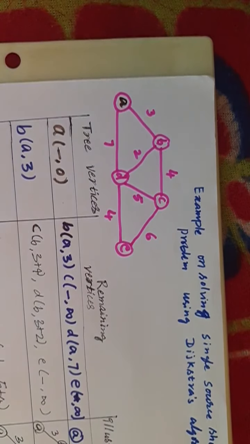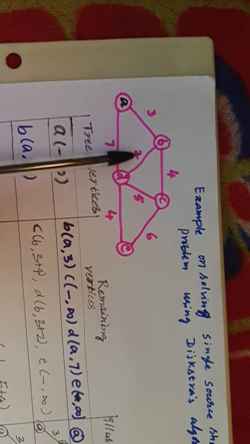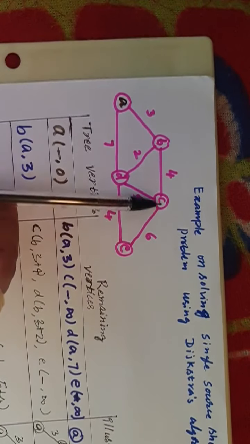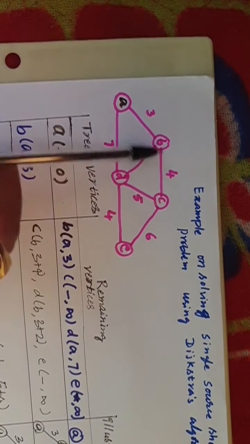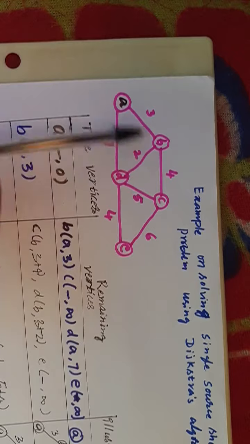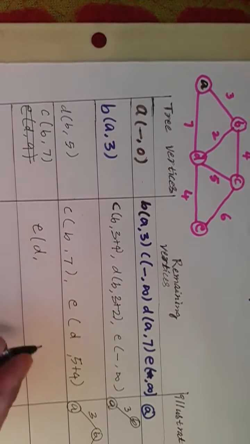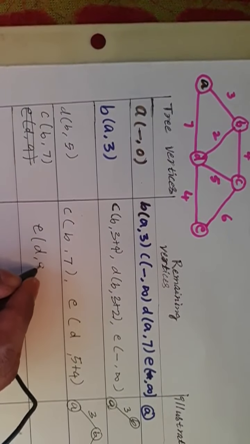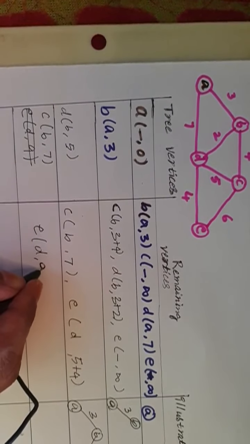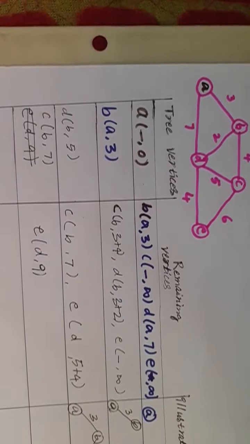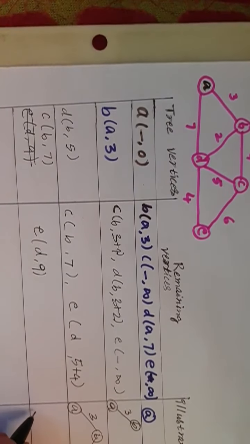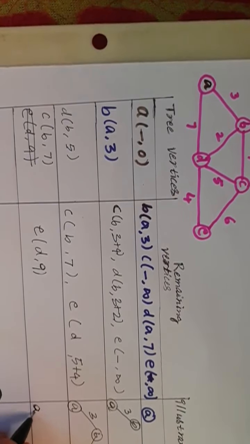Now at present I am reaching A from E with the cost 9. 4 plus 2, 6. 6 plus 3, 9. But if I follow this path, the ECBA path, then the cost will be 13. So 13 is not the best one, so let me retain the cost 9 only. Okay, 9. Now let me insert C into the tree.